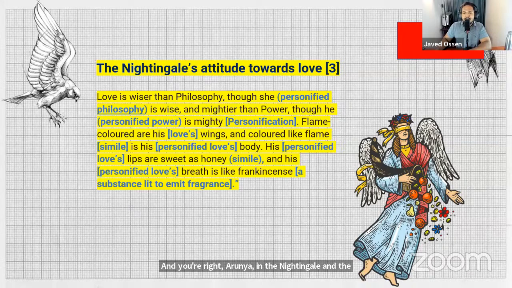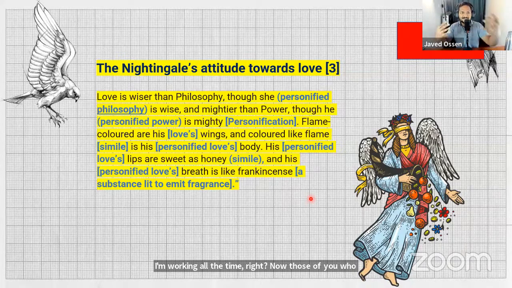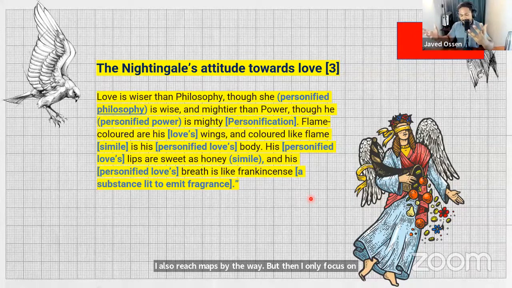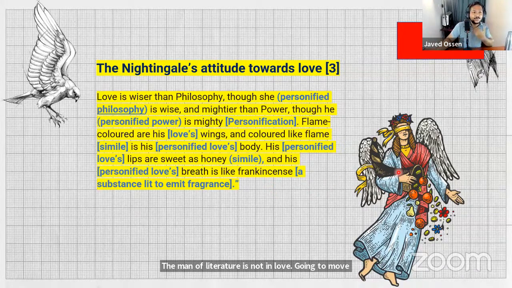What kind of a lover am I? I'm a lonely kind of a lover, sadly. I'm working all the time, right? Those of you who join my physical classes know I have physical classes in the afternoon. Afterwards, I'm focusing on teaching literature in the evenings. I'm in love with literature, actually. I only teach literature and I only work with my subjects. I also teach maths, by the way. But I only focus on my work, so I have no time to fall in love, sadly. Sad story, right? The man of literature is not in love. Gonna move forward. But regardless, I'm a Devadas, exactly. I grew a beard and I'm like a Devadas. Got my heart broken and everything.